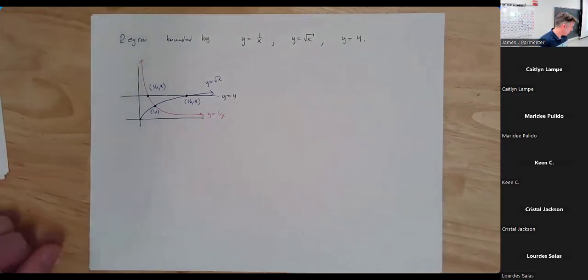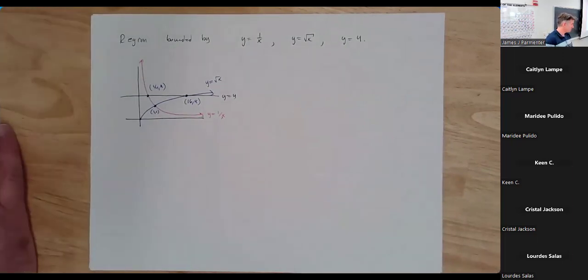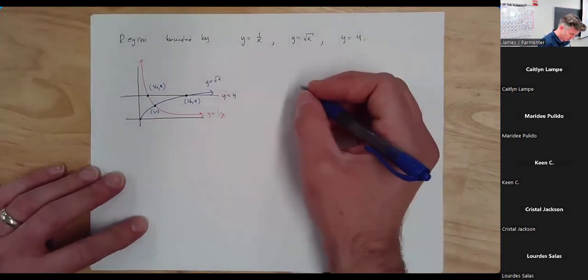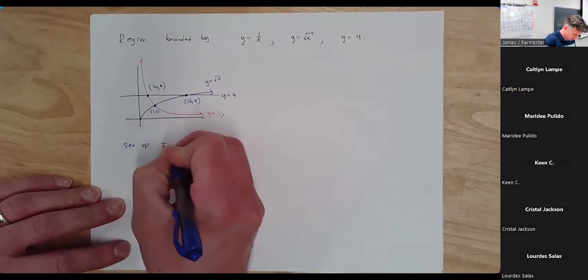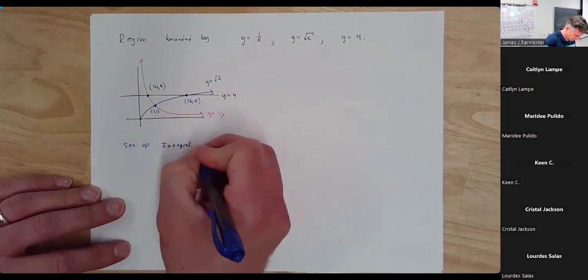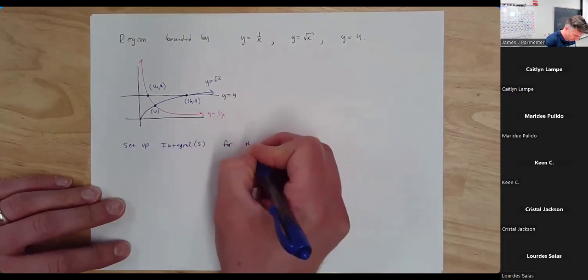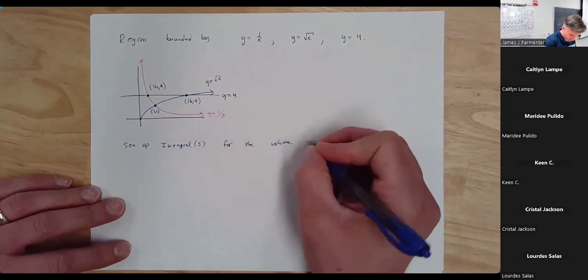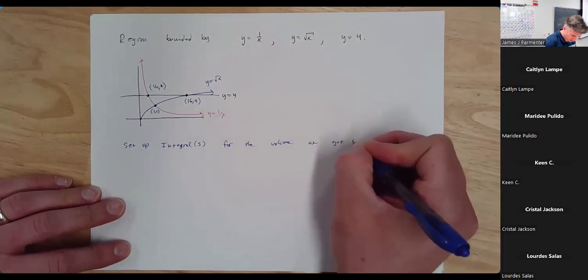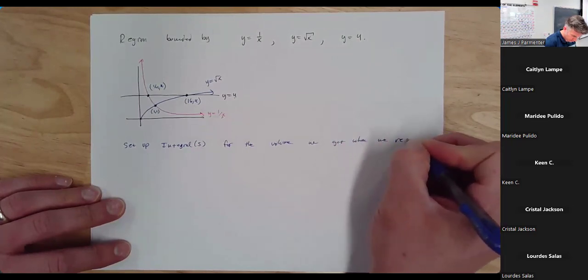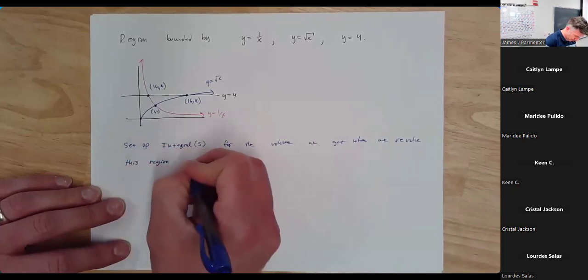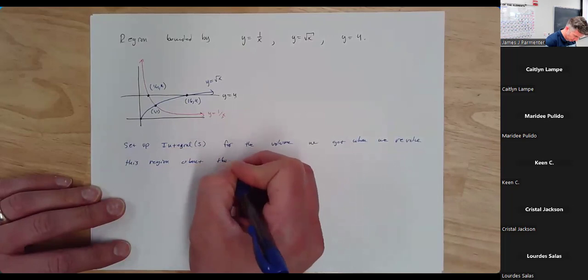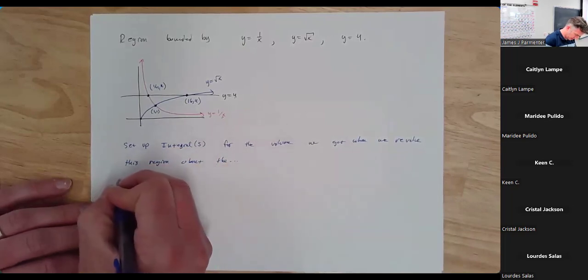And then we want to take this region and revolve it around its axes. So we want to set up integrals for the volume we get when we revolve this region about the, and we'll start with the x-axis.